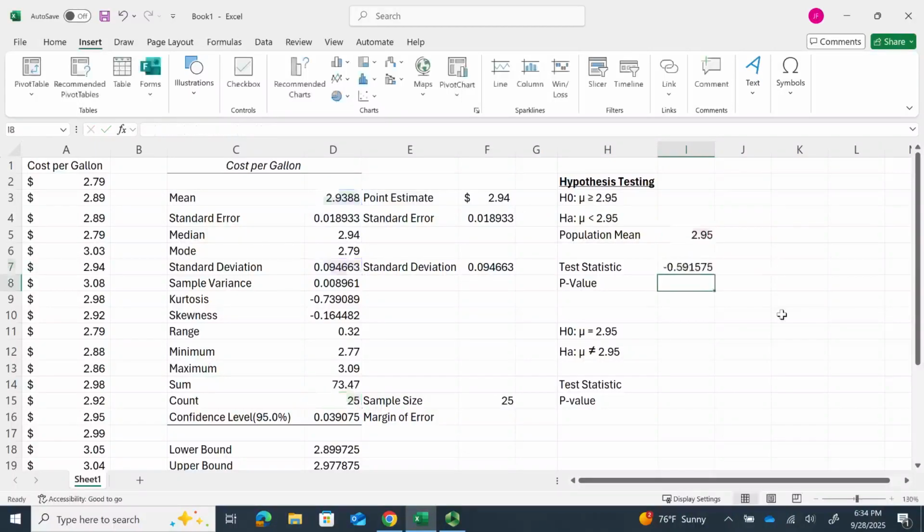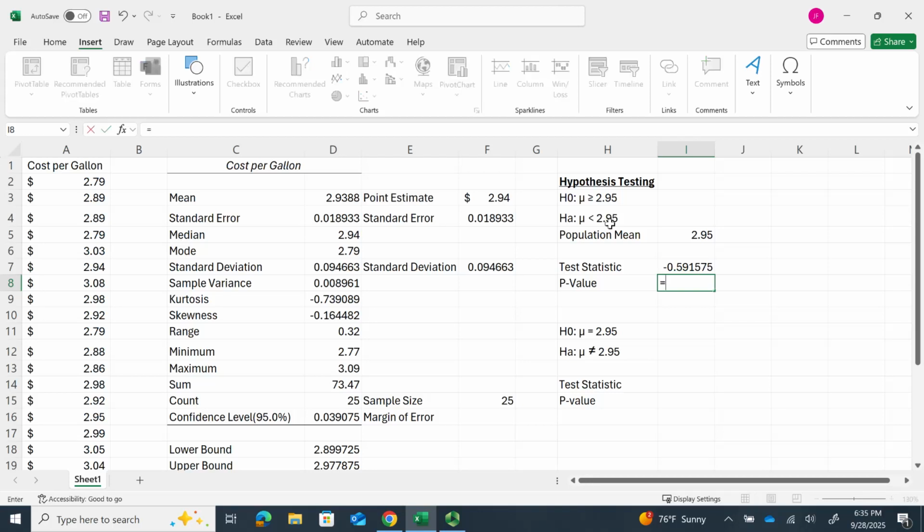When you hit enter, this is going to give you your test statistic right here, which is negative 0.591575. Now we have to calculate our p-value. So if you recall, if we're doing a left tail test, because mu is less than 2.95, that's what determines that we're doing a left tail test, we're going to be using the cumulative probability from the left.